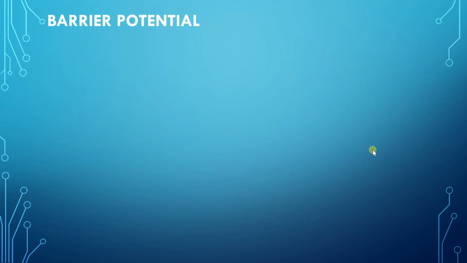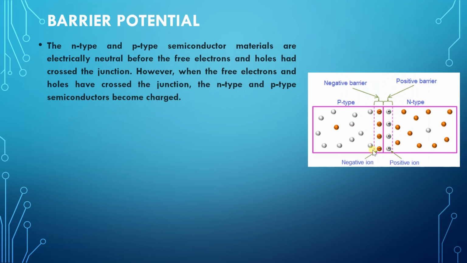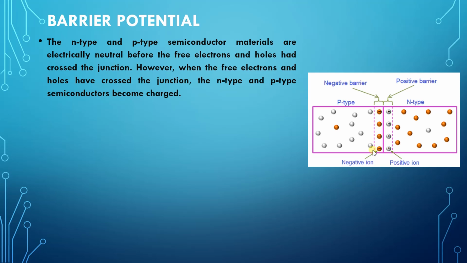Next, barrier potential. What do you mean by this? The N-type and P-type semiconductor materials are electrically neutral before the free electrons and holes have crossed the junction. However, when the free electrons and holes have crossed the junction, the N-type and P-type semiconductors become charged. Initially, they are at neutral position. When the free electrons from N-type and the holes from the P-type start moving, they become charged.